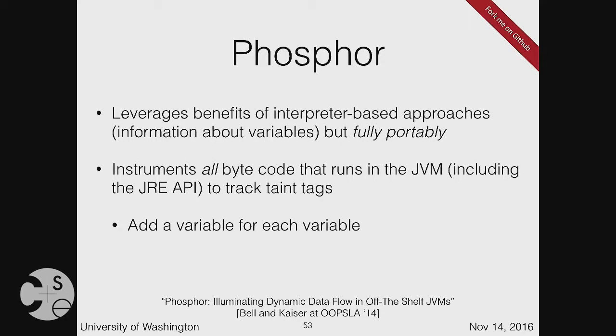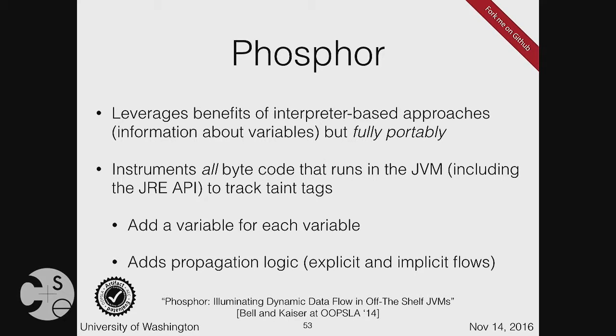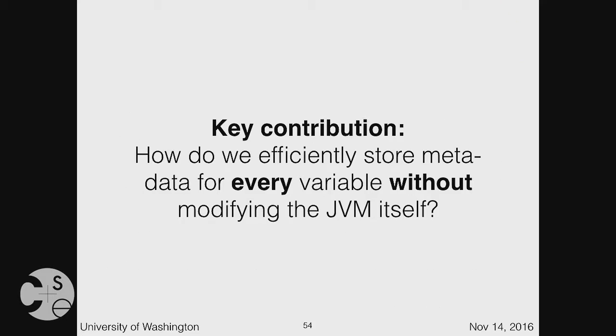Effectively, it's going to be adding a new variable for every variable, as well as propagation logic. These extra variables will hold information about how tainted or marked something is, and then we have some logic to propagate those relations. So really, the key technical contribution from Phosphor was a few insights in how we can efficiently store this metadata for every single variable without modifying the JVM.